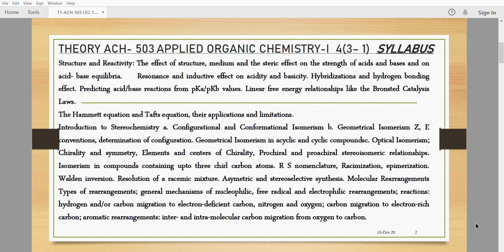that attacking nucleophile will generate a new chiral center. This is chiral. After attack, the carbon will be chiral. Otherwise, when it is a carbonyl carbon, this is not chiral but prochiral. It has a tendency to make a chiral center. Then we will study the R and S configuration.